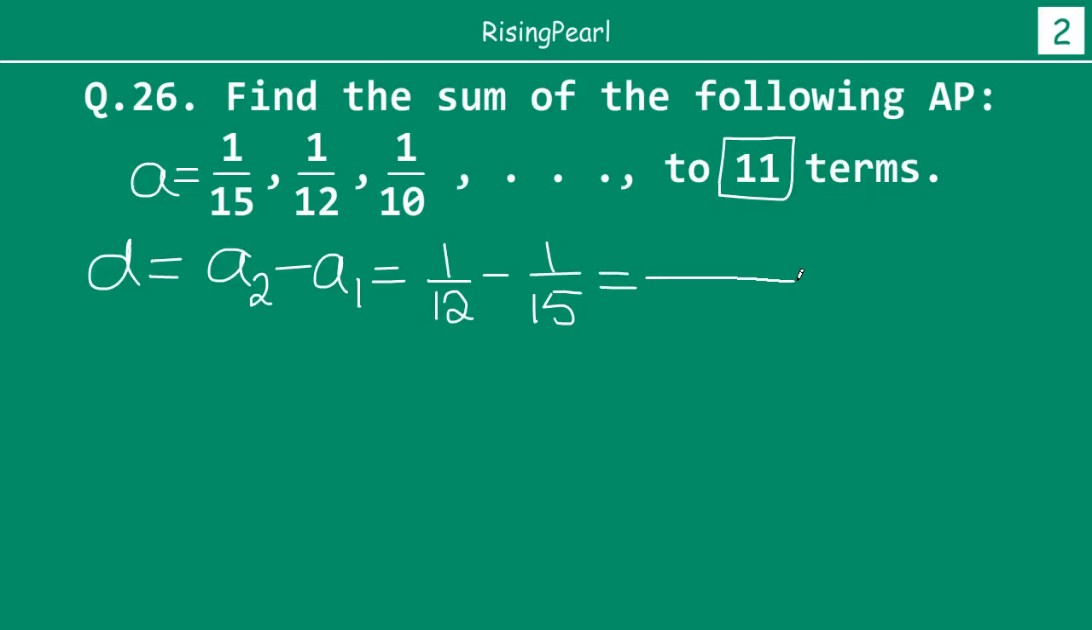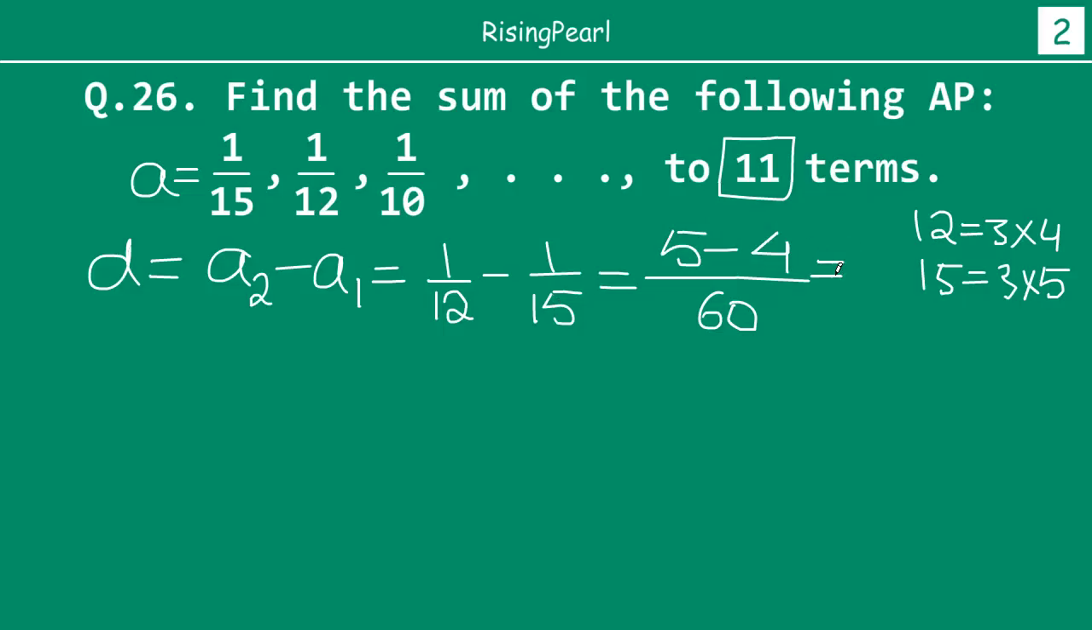So if we do this, 12 is 3 times 4, and 15 is 3 times 5, and we have to do the LCM. So essentially it is 3 times 4 times 5, which is 3 times 5 is 15, times 4 is 60. 60 will be the LCM. 12 fives are 60, so we get 5 here, minus 15 fours are 60, so this will be 4. So then 1 by 60. So our common difference is 1 by 60.